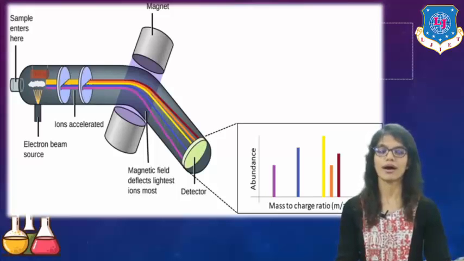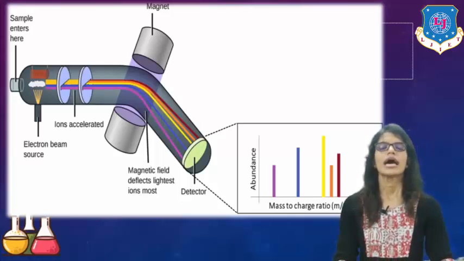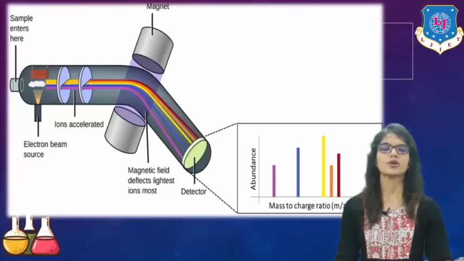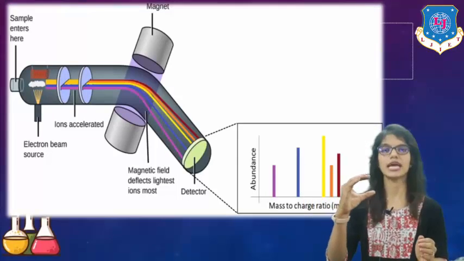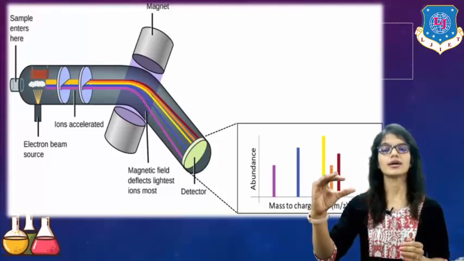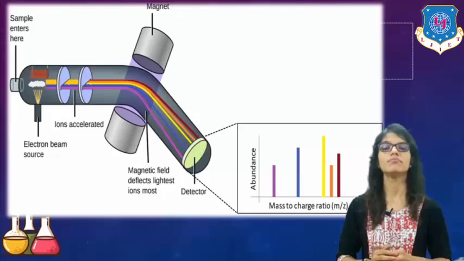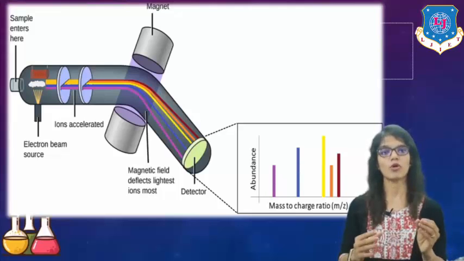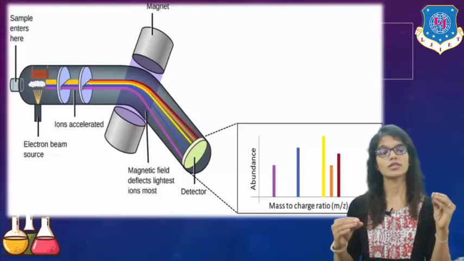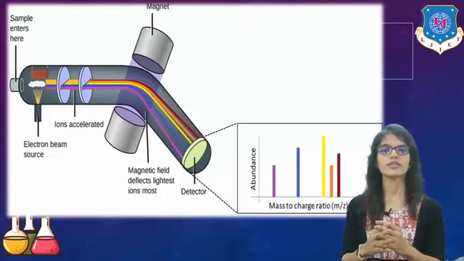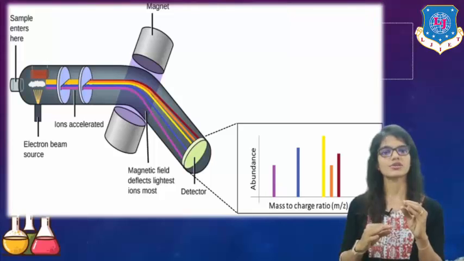Now, in this part, we will learn how the analysis can be done with the use of mass. As you can see here, first comes the sample. The sample enters our instrument. After entering, the electron beam source bombards our compound with the electron beam. After that, the ionization occurs.